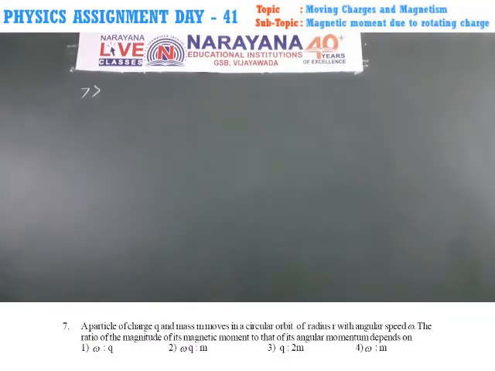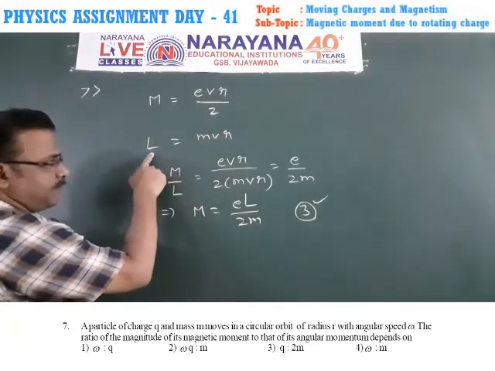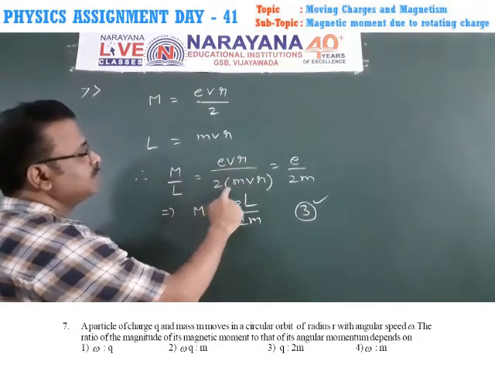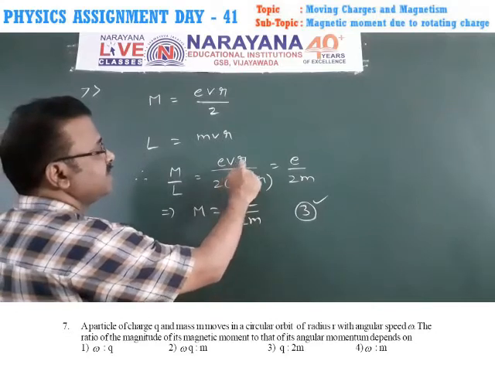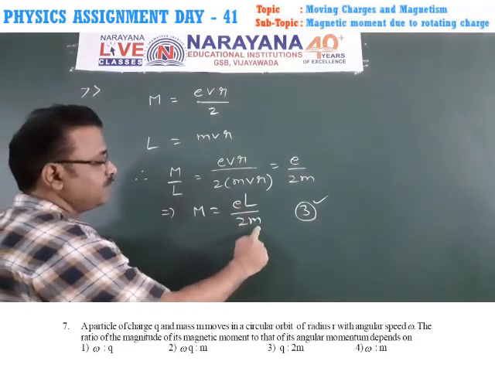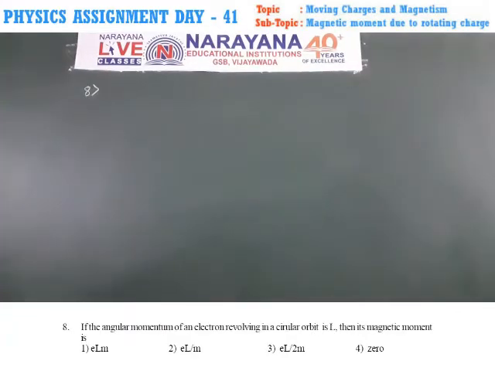Question number 7. A particle of charge q and mass m moves in a circular orbit of radius r with angular speed omega. The ratio of the magnitudes of its magnetic moment to that of its angular momentum depends on. See here, magnetic moment M is equal to evr by 2. Angular momentum is mvr. Divide it. M by L is equal to evr by 2 into mvr. So after cancelling this v and r, you will get e by 2m. Therefore, magnetic moment is equal to eL by 2m, where L is angular momentum. Option 3 is correct.